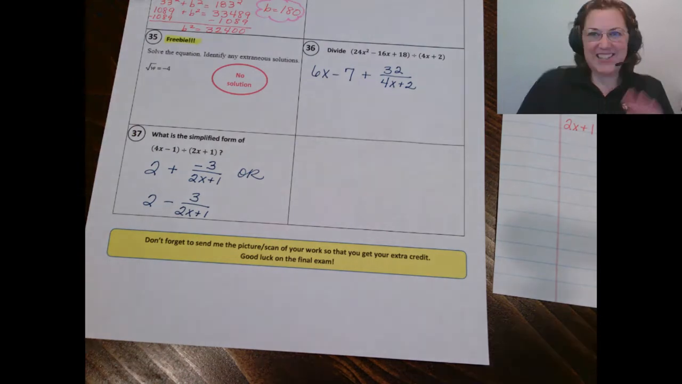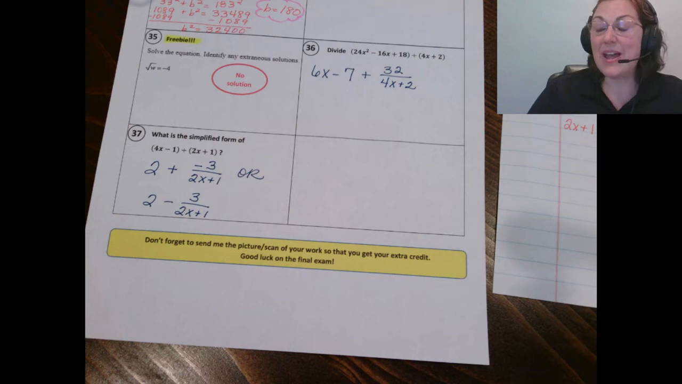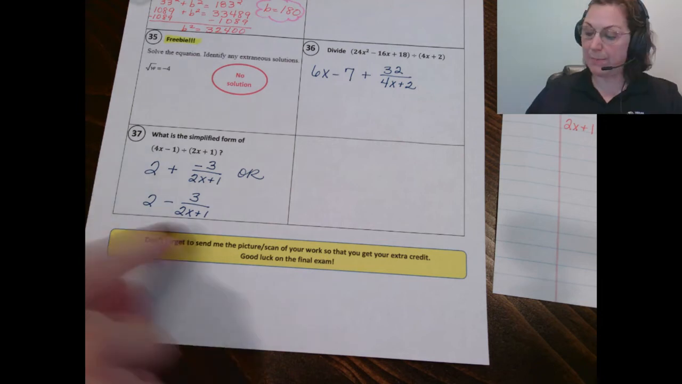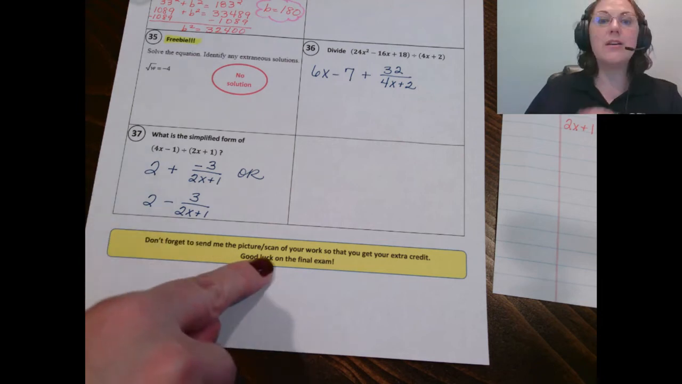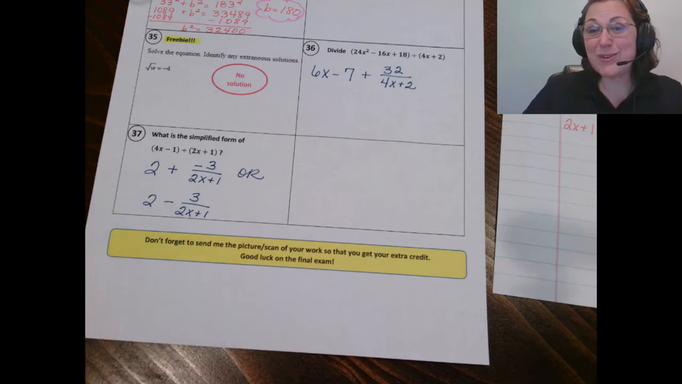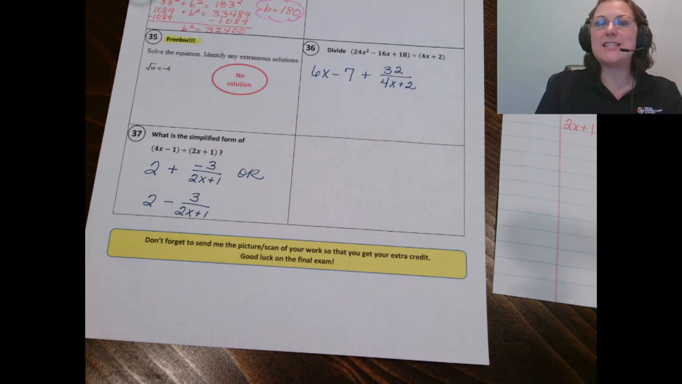All right. You did it. Yay! You finished all the problems in the practice exam. There's a few things to do. Make sure you send me pictures or scans of your work so that you get your extra credit. And then also be sure and do your very best on the semester exam. Keep that practice exam right beside you so that you're looking at the problems and do your absolute very best.